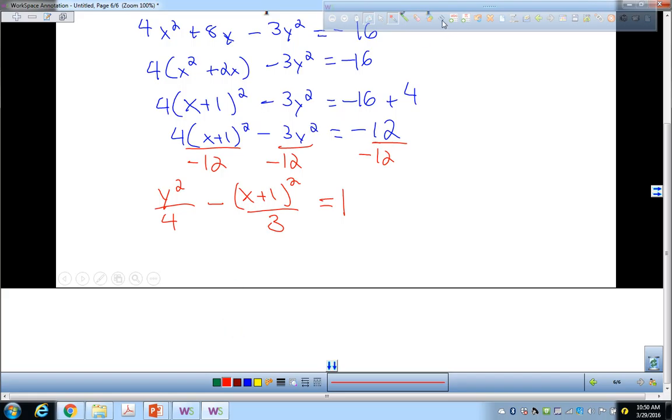Got it? And so if I were going to sketch this, which I am, the center is where? At negative 1, 0. So here's the center of my hyperbola. A is equal to 2. B is equal to the square root of 3. So from this negative 1, 0, one vertex is going to go here at 1, 0. Another vertex is going to go here at negative 3, 0.